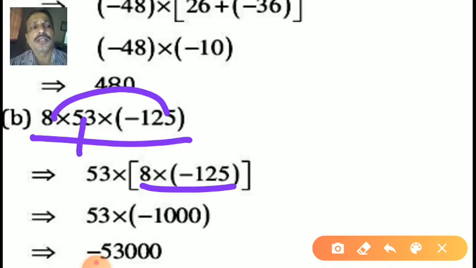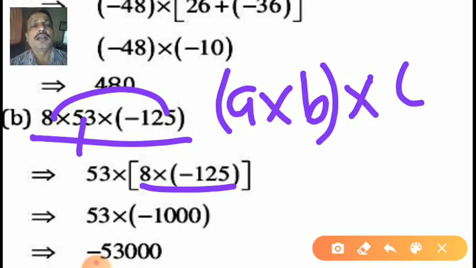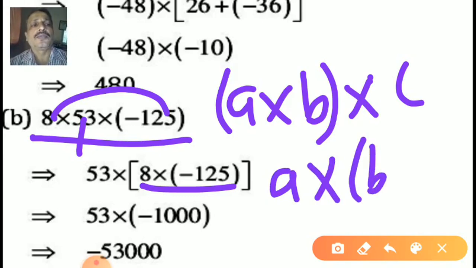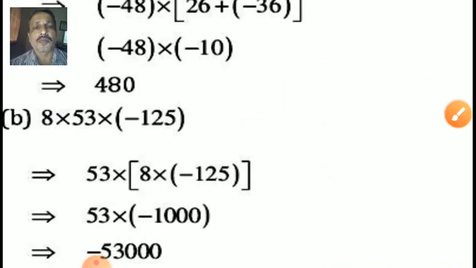Here we are using the commutative property: A into B into C. Suppose we take A and B together, and the second time we take A into B into C with B and C in a group. Both answers remain the same. Is equal to, we can put it here. Understood? Good. That's why it's the commutative property.